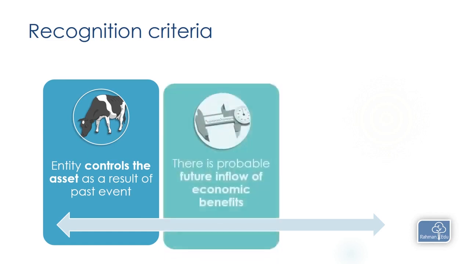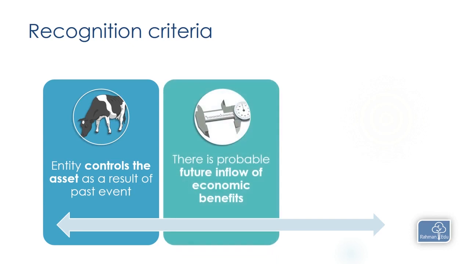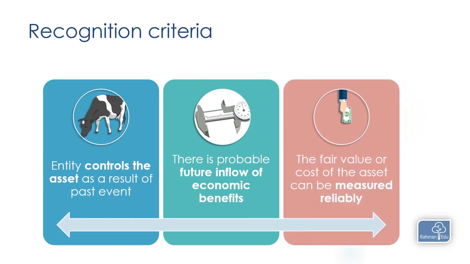Our next condition, there is a probable future inflow of economic benefit. It means maybe you can sell this cow, you can consume this cow, or you can bear agricultural produce using this cow. And number 3, the fair value or cost of the asset is reliably measurable. If you cannot reliably measure a cost or fair value, how can you recognize it? You need to show a value. You cannot do that if you cannot measure it.